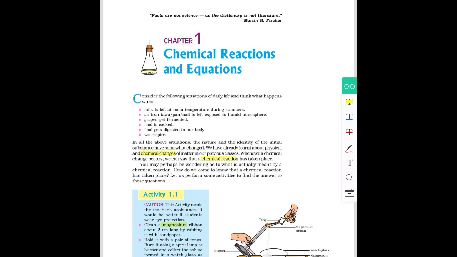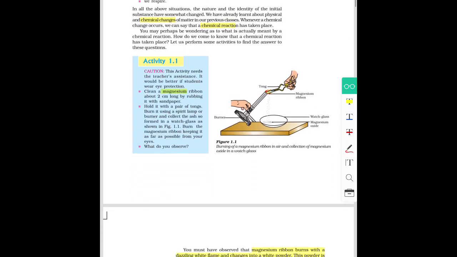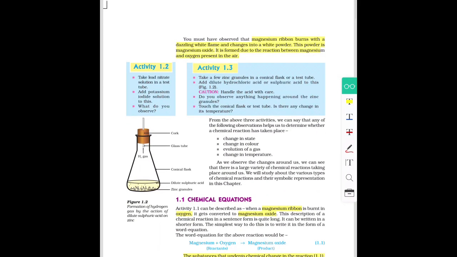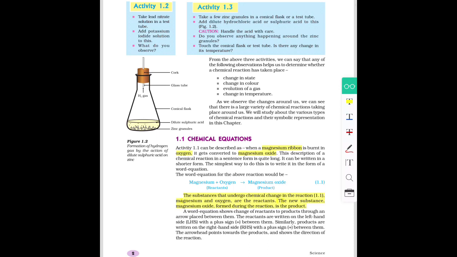Just a quick recap of what we studied in the previous video. We studied the difference between physical and chemical change, and how chemical change and chemical equations are related. We studied various activities showing us chemical changes, and we understood that a chemical change occurs when there is a change in state, change in color, evolution of gas, or change in temperature. We learned how to symbolically write chemical reactions as chemical equations in word form and in symbolic form.